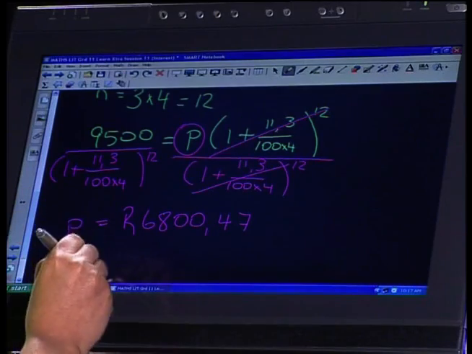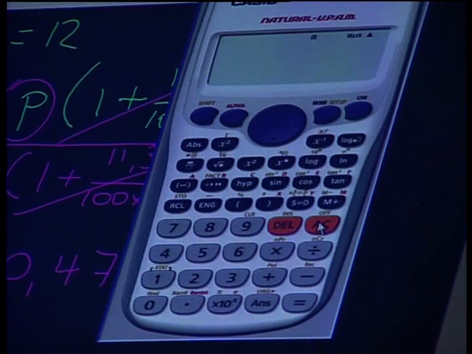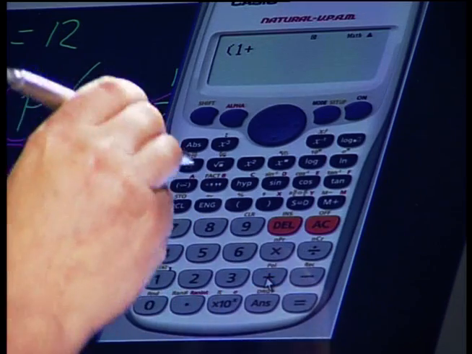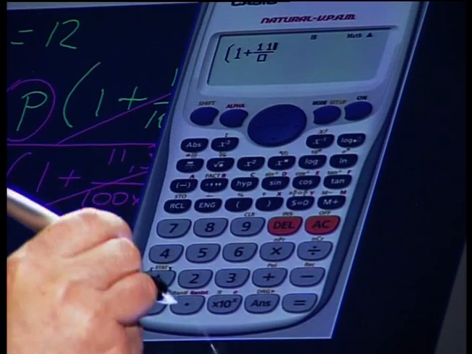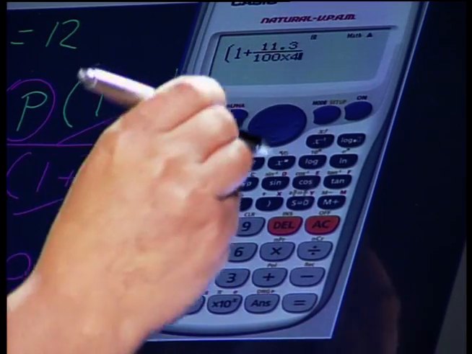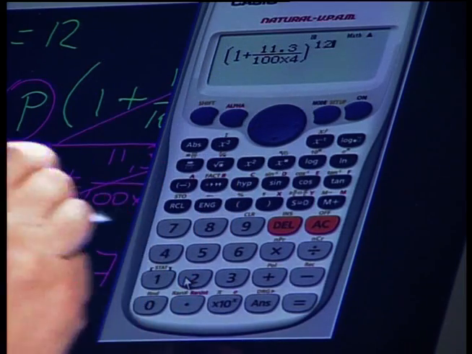I said I was going to show you 2 ways to calculate this. So let's do the other way. The other way is to calculate my bracket first. So I'm going to type in my bracket 1 plus my fraction, 11.3 divided by 100 times by 4, close that bracket to the power of 12.